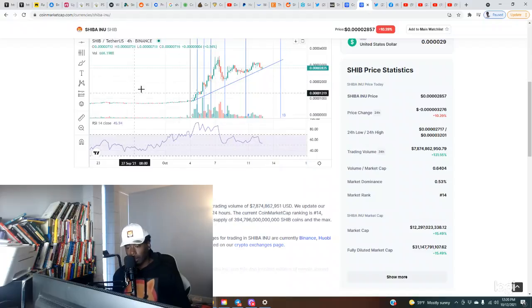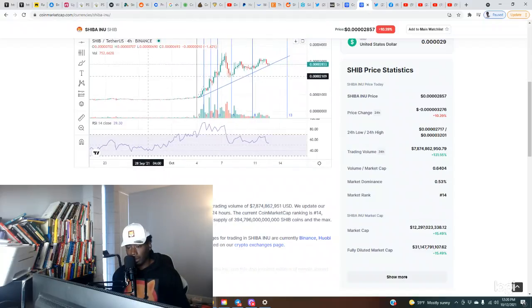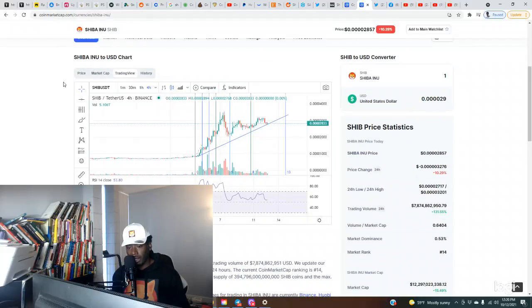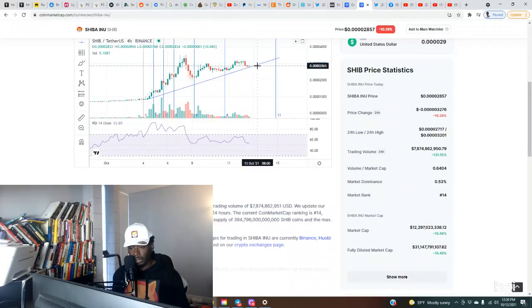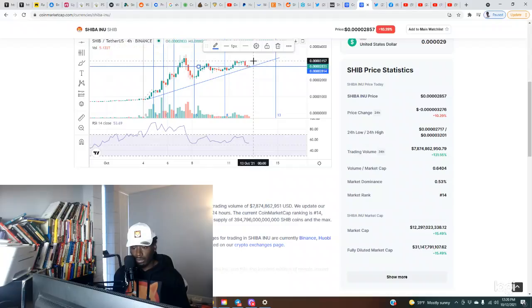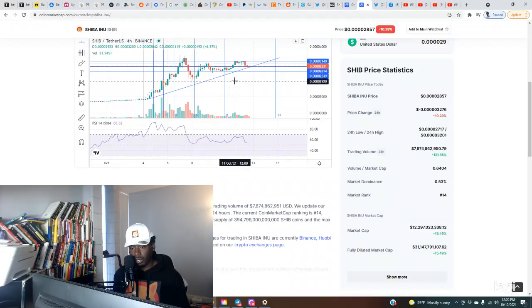Also, I'm not doing it right now, but y'all would come in and throw your support and resistance lines. So we can see right here we're finding some support, we're finding some resistance. Just some key areas to determine where the price is likely to want to pull back to.